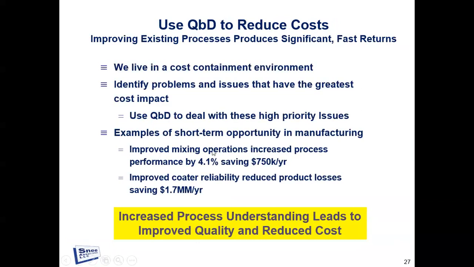The first one here is a mixing operation, and its performance was really poor. And so they did a quality by design study, and lo and behold, they found it really had to do with the blades on the mixers had some issues with them, and they were able to improve the performance by 4.1%, which led to about a $750,000 per year cost savings. Another one here is improved coder reliability, reduced product losses, saving about $1.7 million.